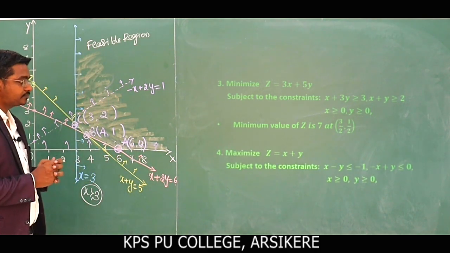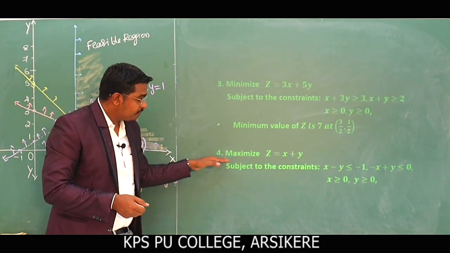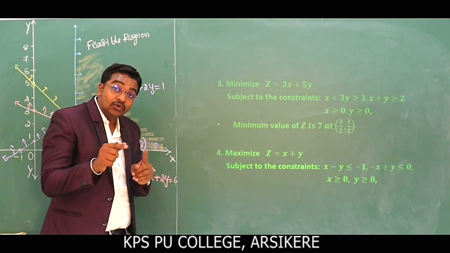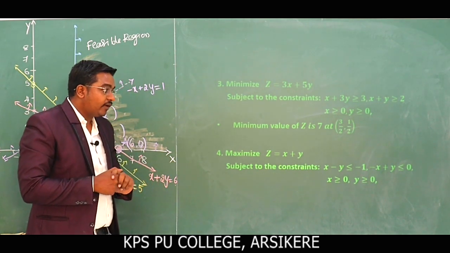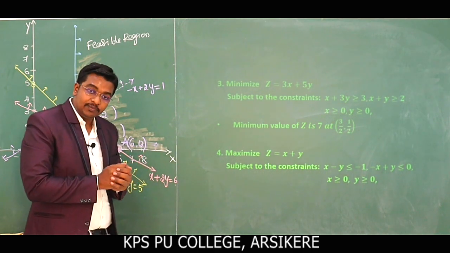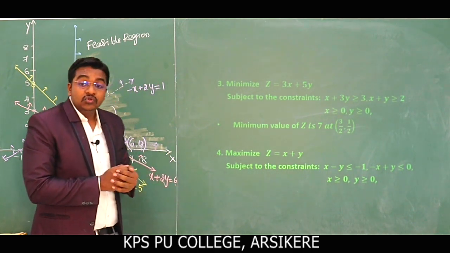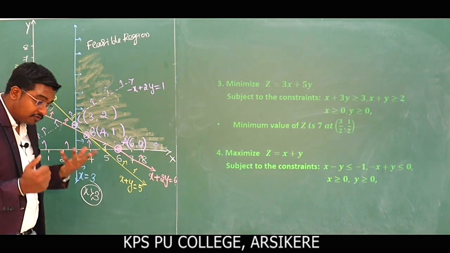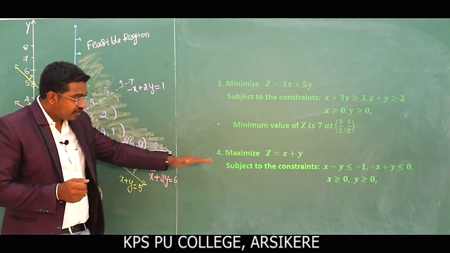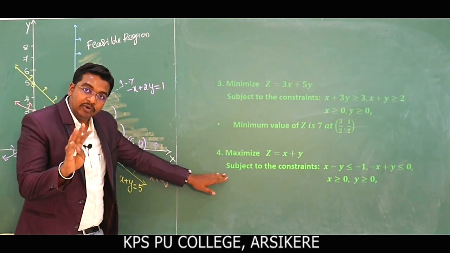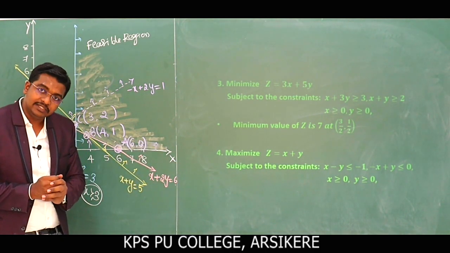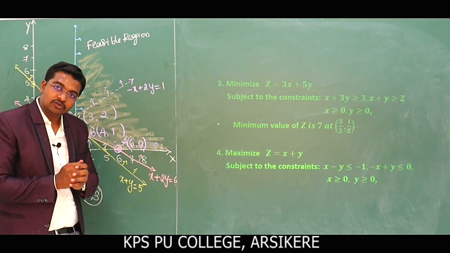Okay, next one. Problem number 4, z is equal to x plus y subject to the constraints x minus y less than or equal to minus 1, minus x plus y less than or equal to 0, and x greater than or equal to 0 and y greater than or equal to 0. For this problem there is no feasible region, which means there is no maximum or minimum value of the objective function. There is no common region determined by all the constraints, hence there is no feasible region. Is it clear? Solve these 4 problems neatly.